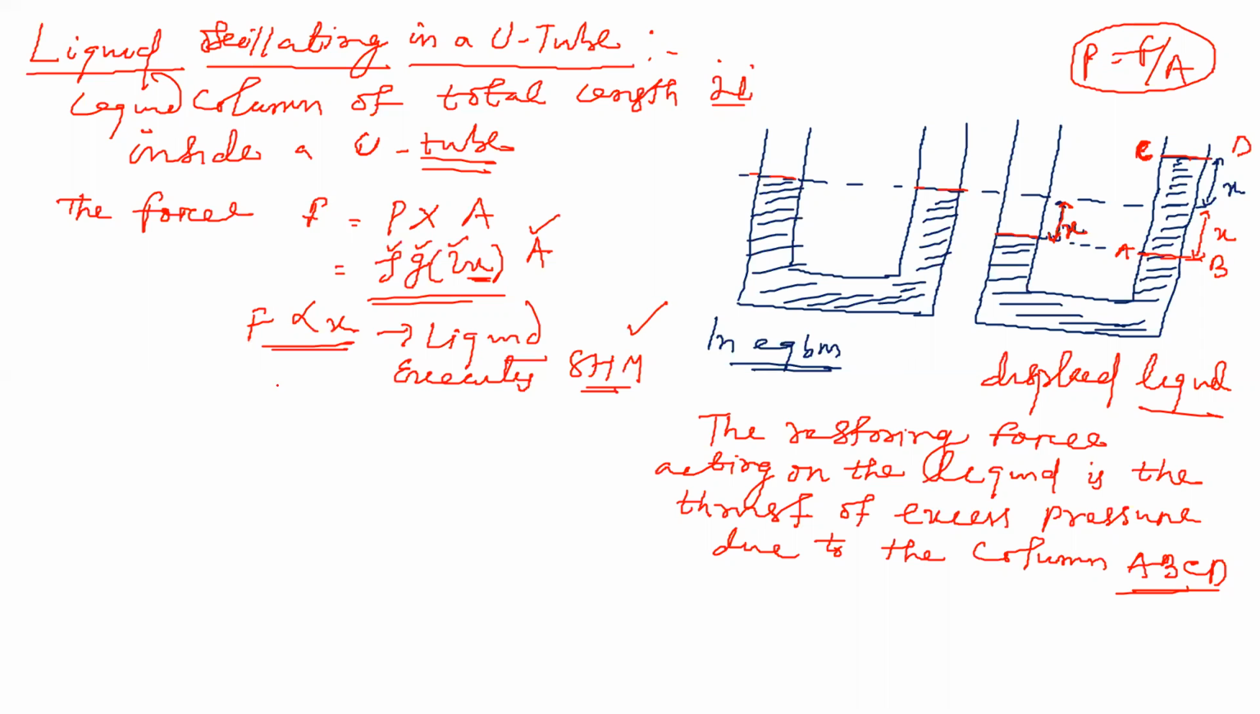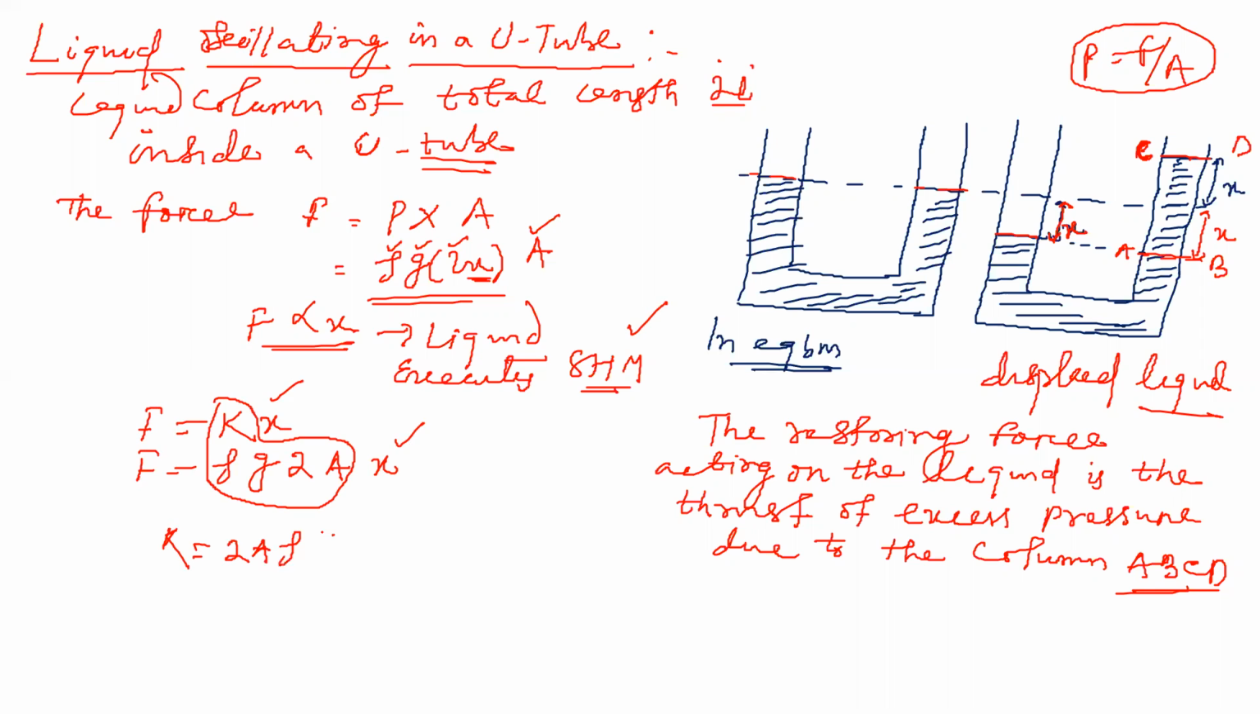Okay. So if I compare F is equal to Kx, and here we got F is equal to rho g 2A into x. See this x. Then in place of K, what can we write? What is in place of K? See this one. In place of K, the constant is equal to how much? 2A rho g, correct? We got the constant value. Once you get the constant value K, then you can put it in the time period, 2 pi root under M by K.